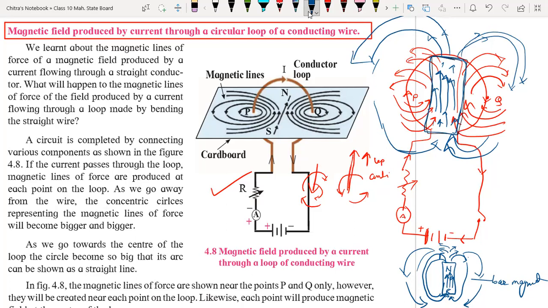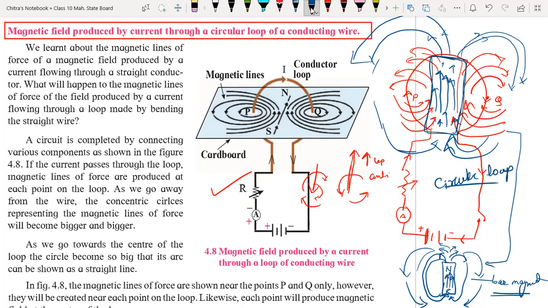So if we compare the magnetic field produced by the circular loop and the bar magnet, what similarities will you find here? The magnetic field produced by the circular loop is similar to the magnetic field produced by the bar magnet.